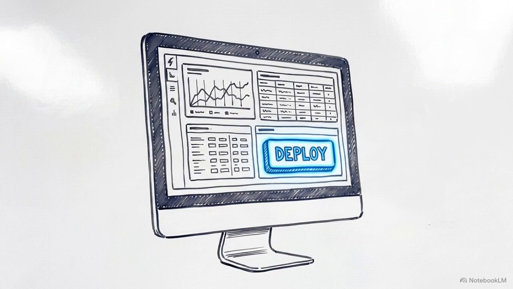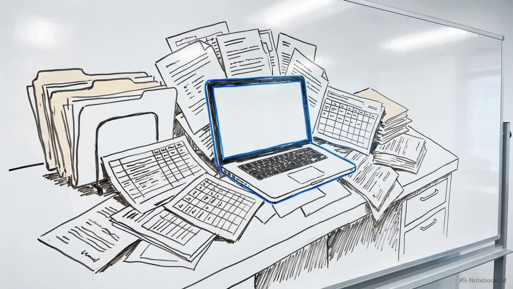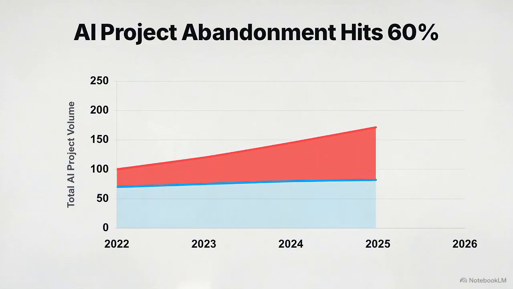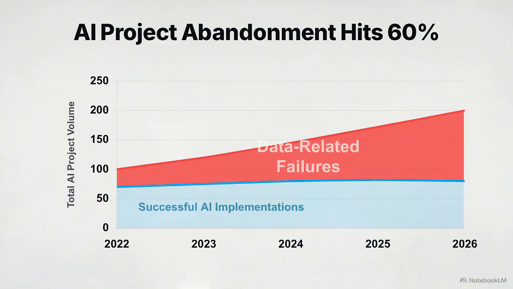You can deploy the most sophisticated machine learning algorithm on the market, but if you feed it the wrong data, it won't generate insights. It will simply make expensive guesses. This chart shows the projected abandonment rates of AI initiatives against successful implementations. By 2026, Gartner estimates that 60% of AI projects will be abandoned entirely because their data is not AI-ready.